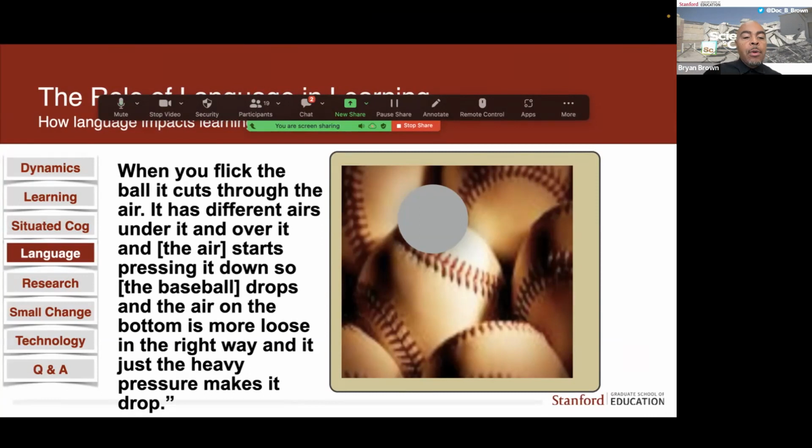So he says, when you flick the ball, it cuts through the air. It has different airs under it and over it. Now, if he means there's nitrogen on top and there's carbon dioxide on the bottom, we have a problem. If he means the air is pushing harder on top and then on the bottom, you might understand it. It starts pressing it down, so the ball drops, and the air on the bottom is more loose in the right way. So it depends on what he means by loose in the right way. The heavy pressure makes it drop.